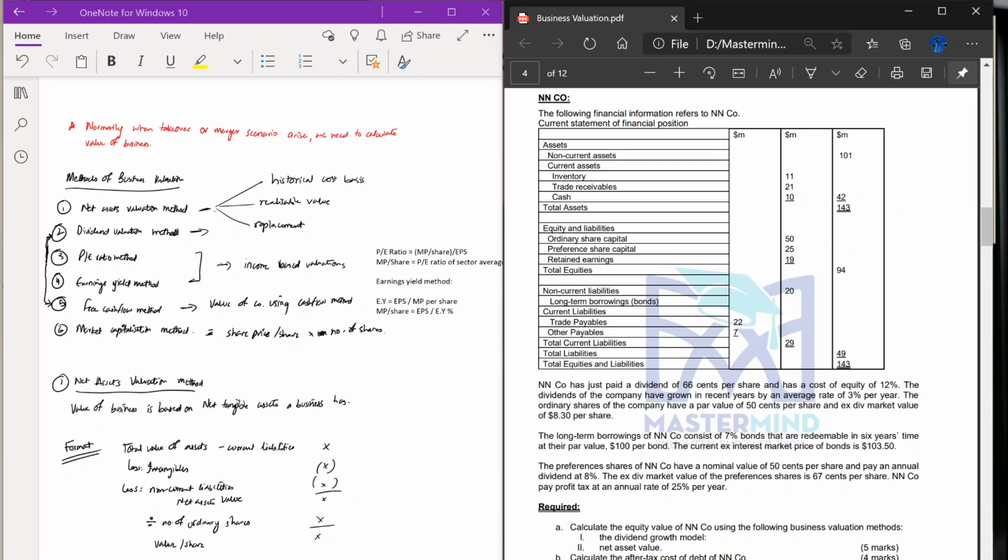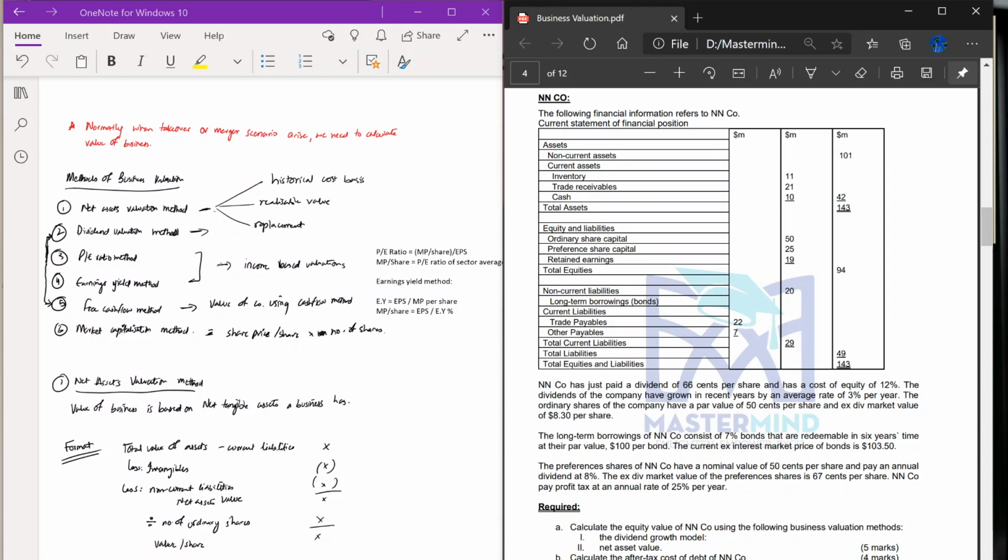the current ex-interest market price of bonds is 103.5. The preference shares of NN Company have a nominal value of 50 cents per share and pay an annual dividend at 8%. The ex-dividend market value of the preference shares is 67 cents per share. NN Company pays profit after tax at an annual rate of 25% per year.